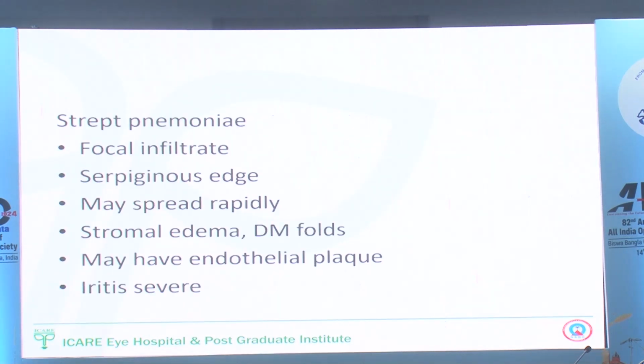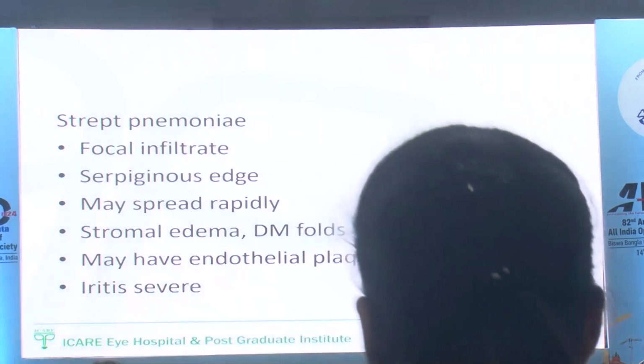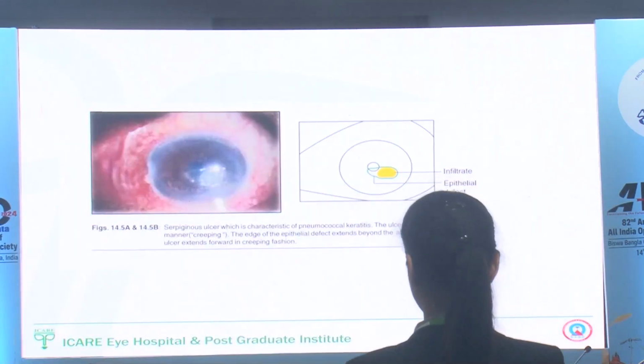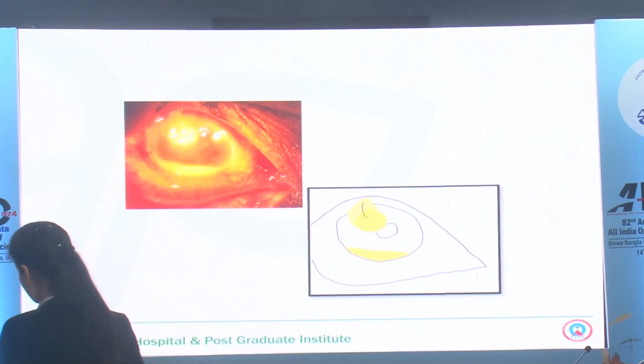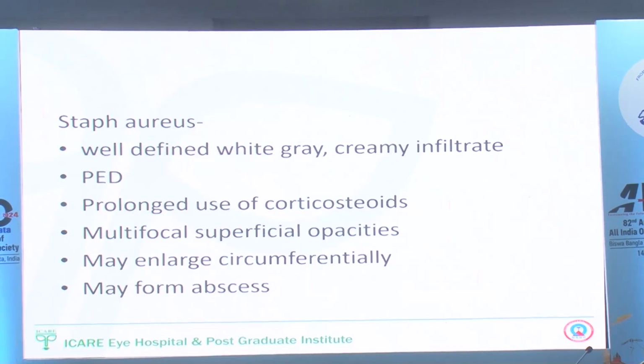Streptococcus pneumoniae is a focal infiltrate, serpiginous edge, may move rapidly. There could be stromal edema, DM folds, may have endothelial plaque, severe iritis. And here there is one in the graft-host junction and another where there is a suture infiltrate.